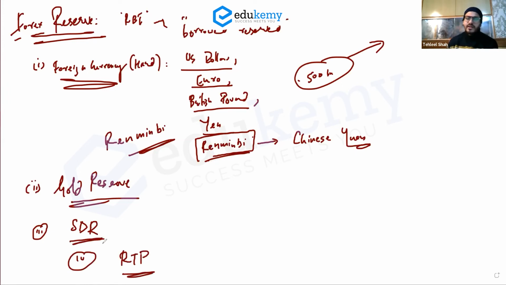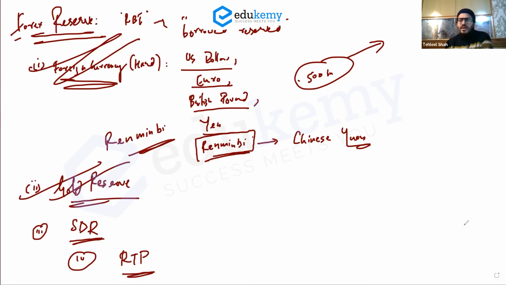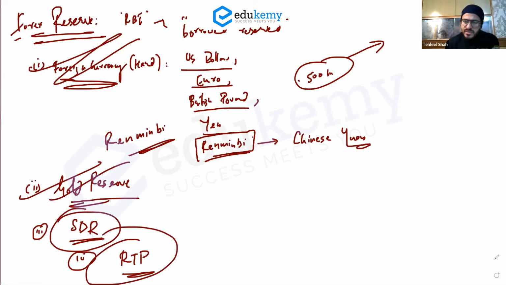SDR and RTP. In this lecture, there is nothing that we have to study about the foreign currency and the gold reserve because there is nothing special regarding it. We have to cover the SDRs and the RTPs. Subheading SDR. SDR is your special drawing rights. What are these special drawing rights?